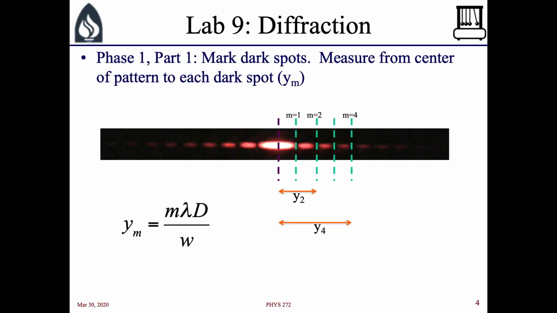So on this slide you can see the analysis that we'll be doing with the single slit diffraction pattern. The location of the dark spots follows this expression where y, which is the distance from the middle of the pattern out to each dark spot, is equal to m, which is the order number, tells us which dark spot we're looking at, times the wavelength of the light, times d, which is the distance between the slit and the screen, and then divided by w, the width of the slit. So as we can see, if we make a plot of y versus m, then the slope will be equal to lambda d over w.